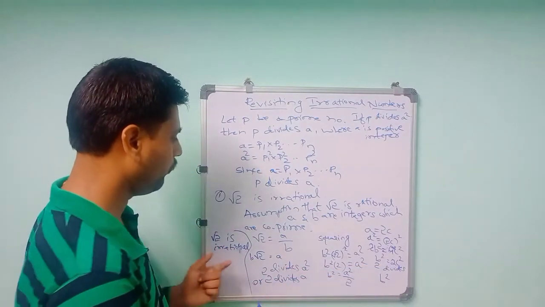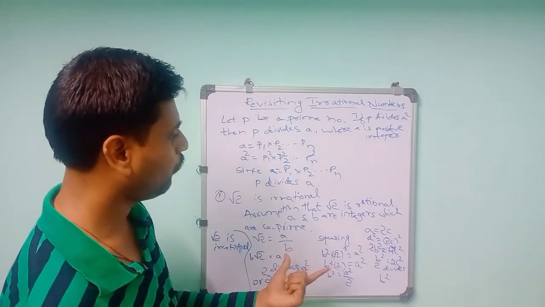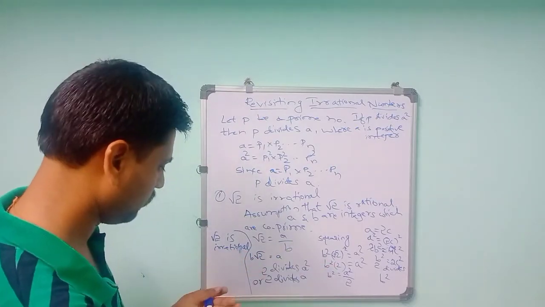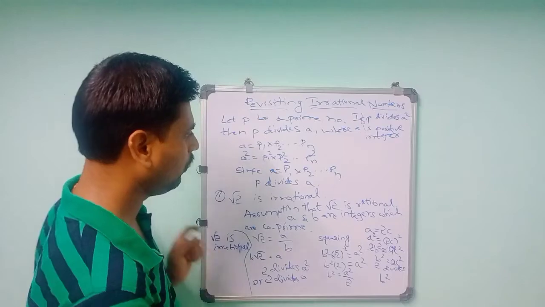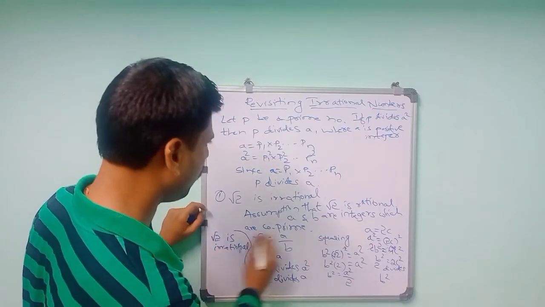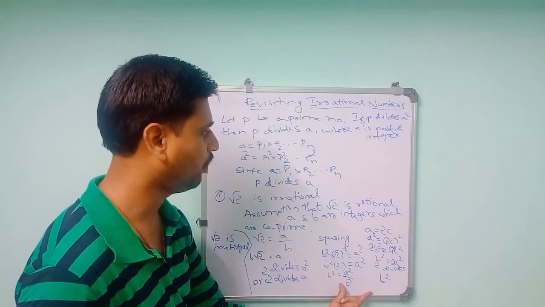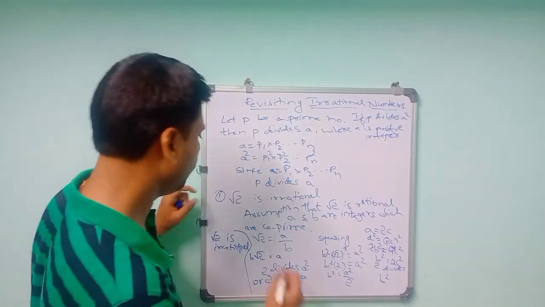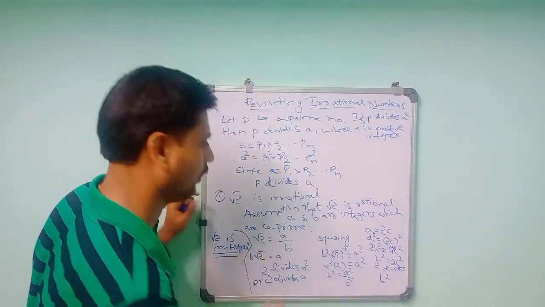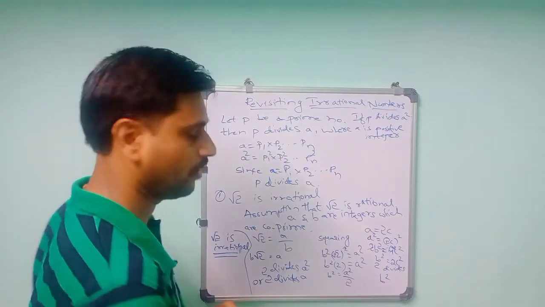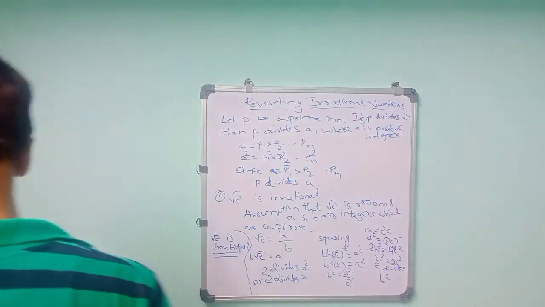From both, what we conclude is that 2 is also a factor. So root 2, which we assumed to be rational, has 2 as a common factor, which means it will become irrational. So root 2 is irrational. Again, I will tell one example, then you can understand properly.